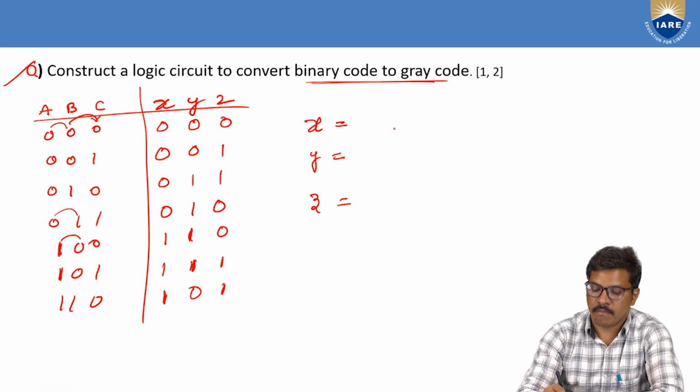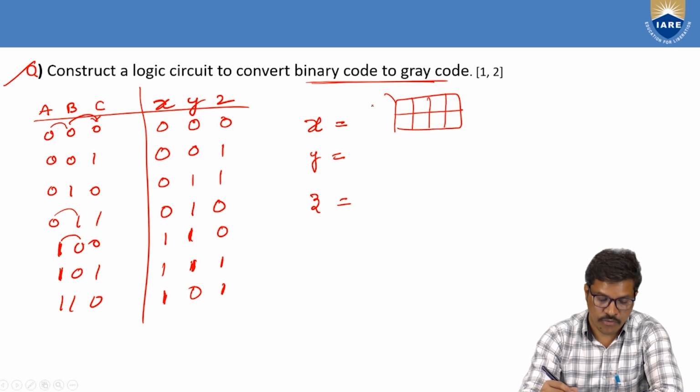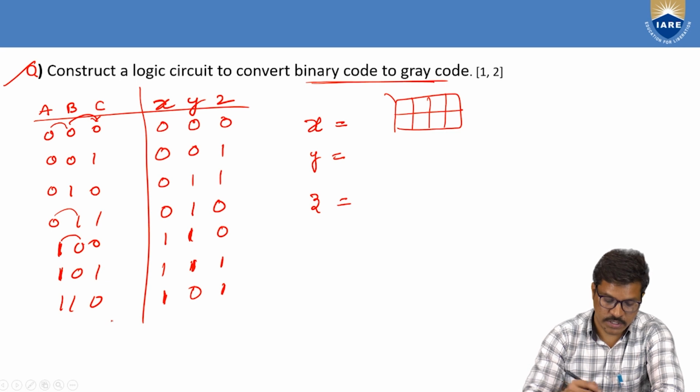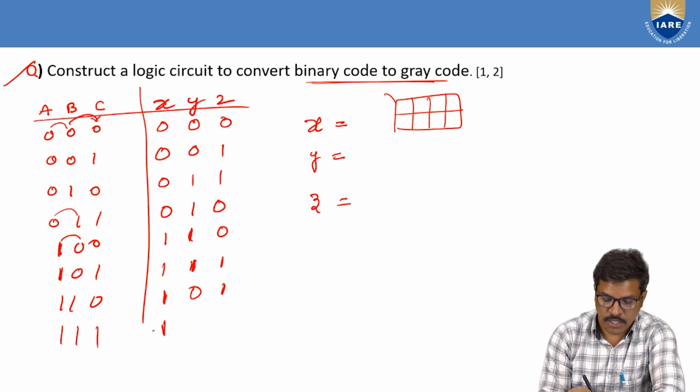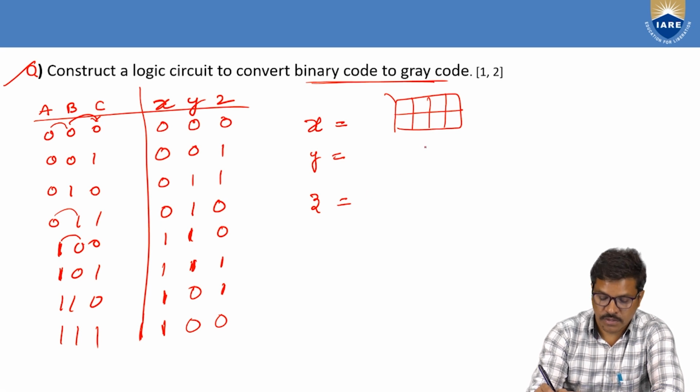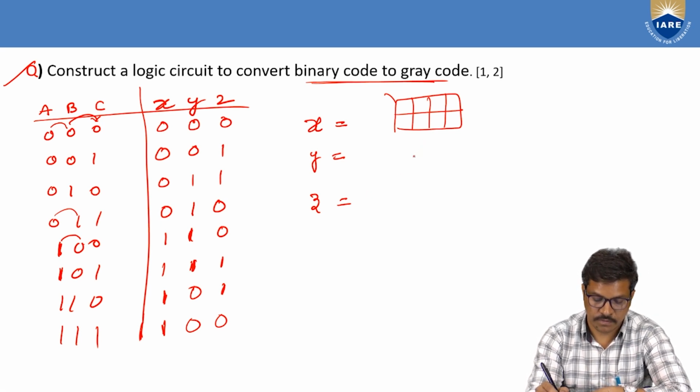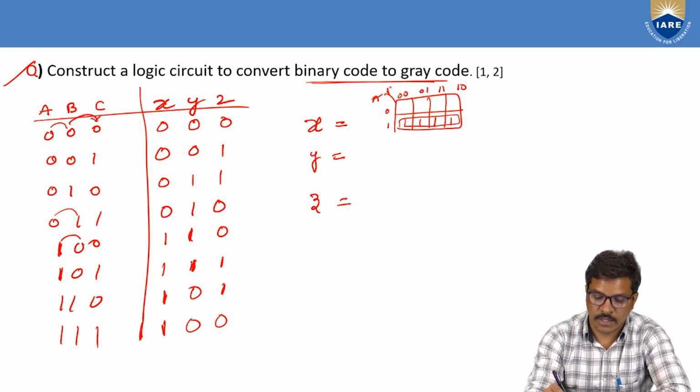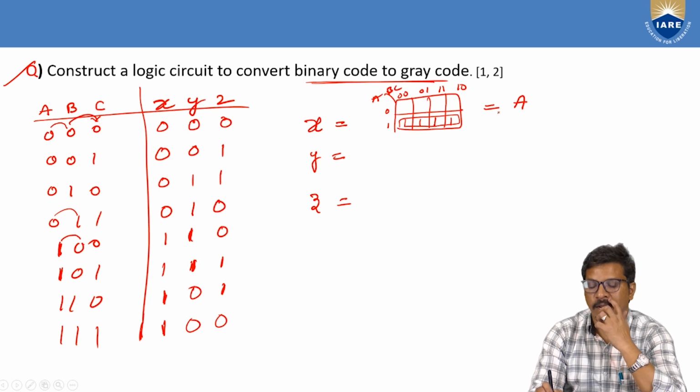Take the K-map. 4, 5, 6, 7. We have 7 also. Take the MS bit as it is. 0, 0. 110, 110. Next, check the 4, 5, 6, 7. If you take this one, A, B, C, the answer for this one is A, only A. You will get the answer as A.